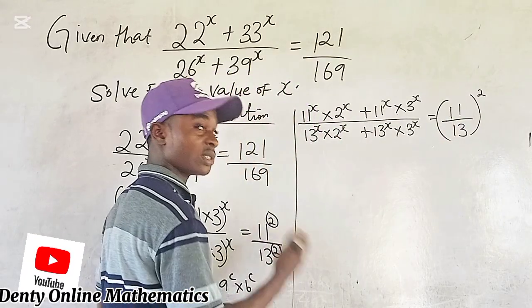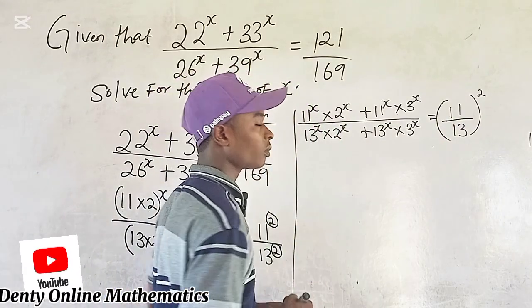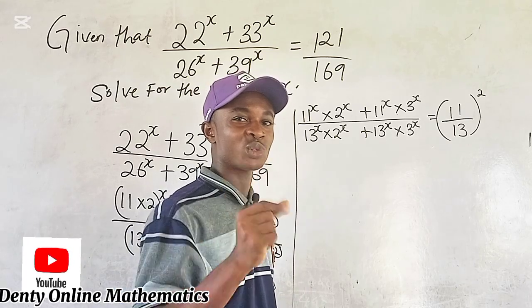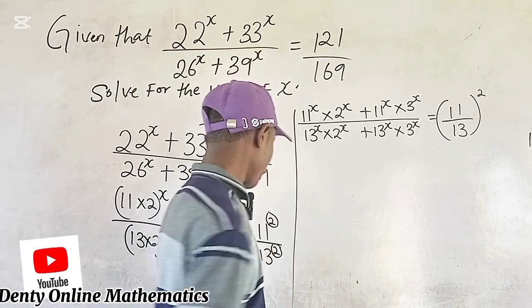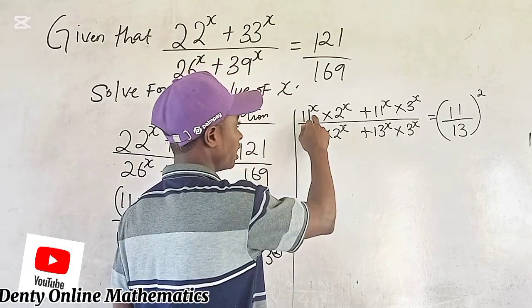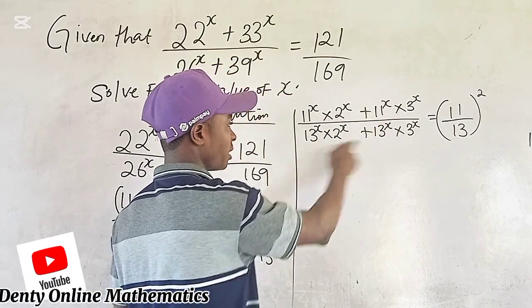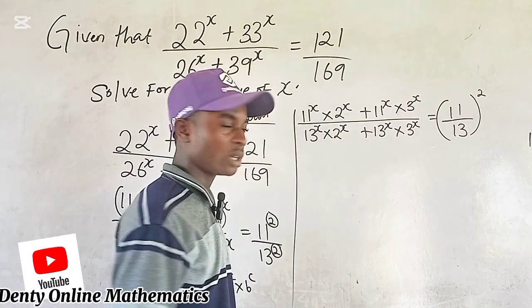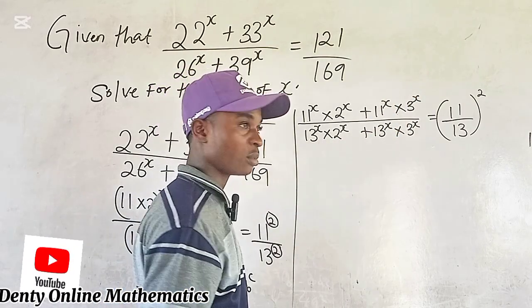That's why we see it here. So it's the same thing. Now, what do you observe? Let me give you 5, 4, 3, 2, 1. What do you observe? If you observe, you see we have 11. We have 11. We have 13. We have 13. That means 11 is common at the numerator, while 13 is also common at the denominator.